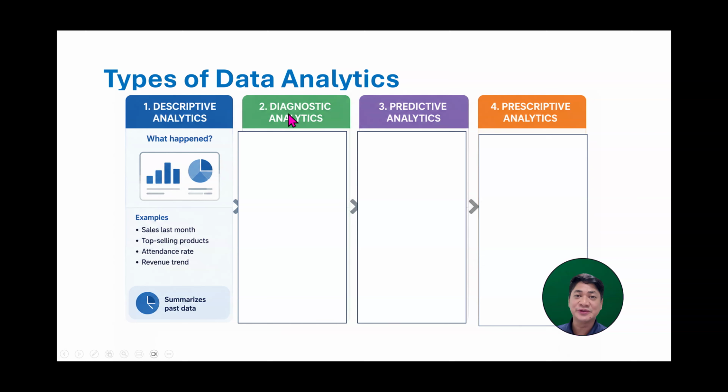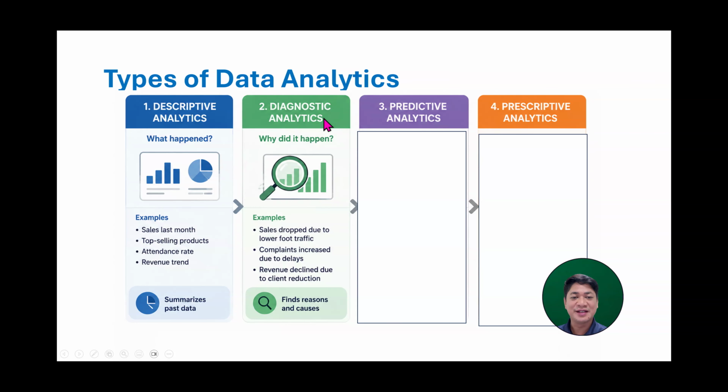Then you will go to diagnostic analytics. In diagnostic analytics, the goal is for you to find why something happened. For example, you want to find out why sales dropped, maybe due to lower foot traffic. You want to find out why complaints increased, maybe due to delays, or why revenue declined, maybe because of a production reduction. So the goal of this stage of analytics is to find the reason or the root cause of the problem or scenario based on the numbers.